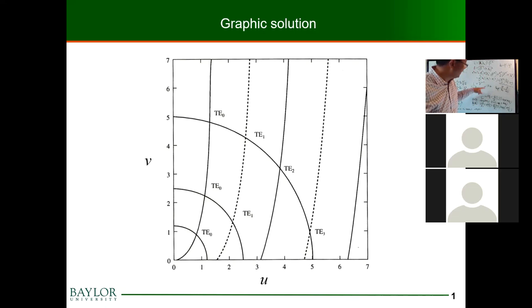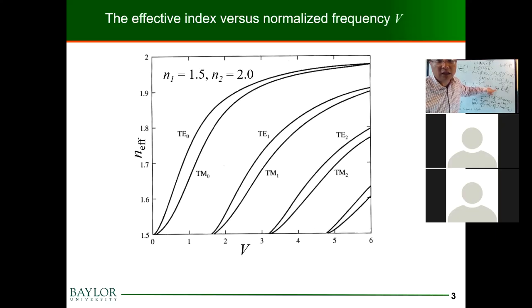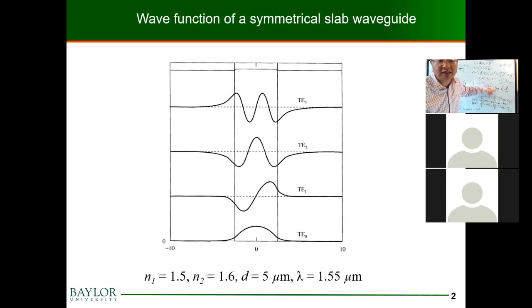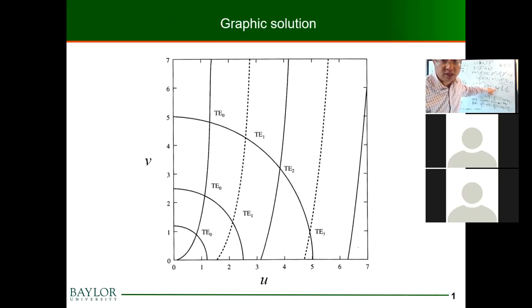Once we have H and Q, we can find this beta, and we can use beta to find the effective index. I didn't mark the effective index here. Then with H and Q, you can come back to my original solution. It's exponential.